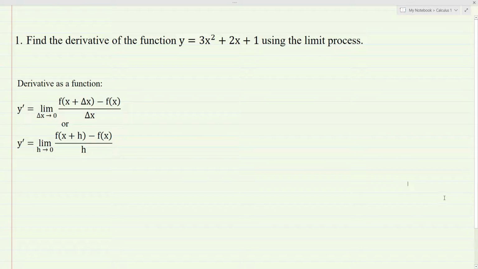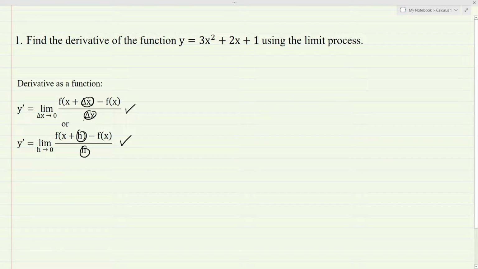Hi guys, so today we will be solving for the derivative of the function using the limit process. Now to solve for the slope of the tangent line or the derivative of the function, we have here the equation y prime equals the limit of f of x plus delta x minus f of x all over delta x as delta x approaches 0. A substitute equation for that one would be this equation below, wherein it uses the h here as a substitute for delta x.